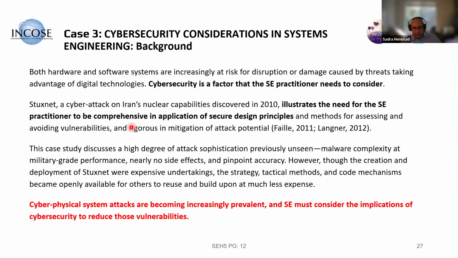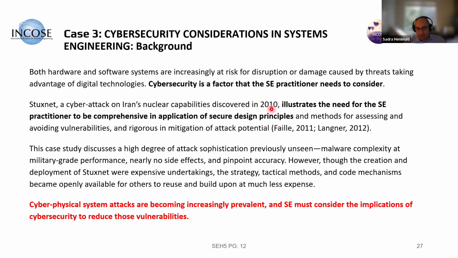So everybody is now aware that cybersecurity is a big factor that we should be considering as SE practitioners. And there are actually security requirements. There's a publication in the INCOSE library about defining security requirements. If your job is about that, it could be a good resource.